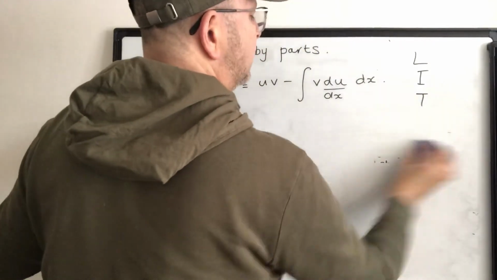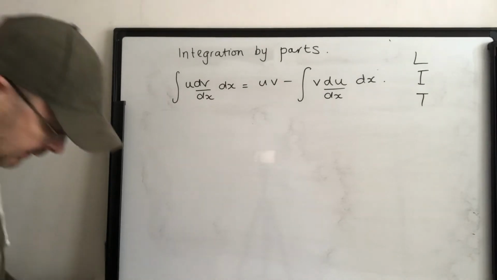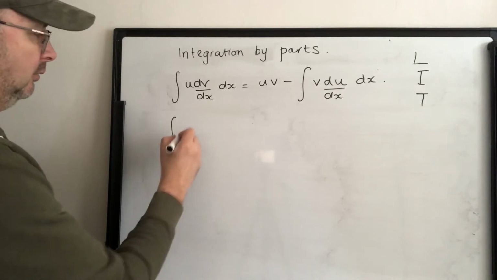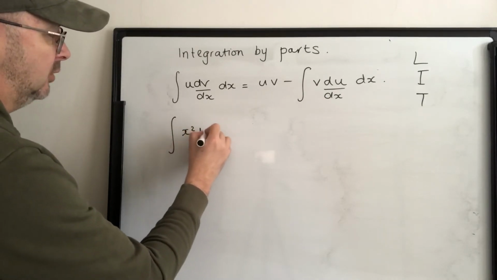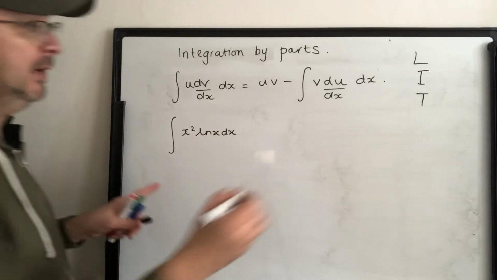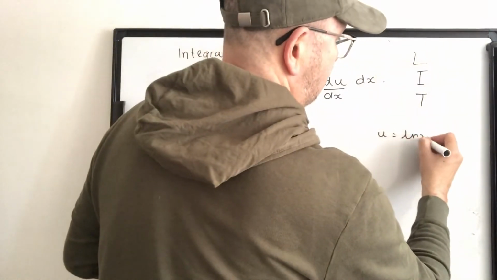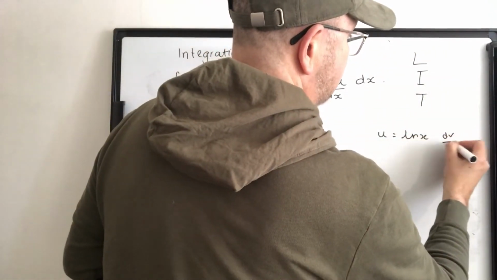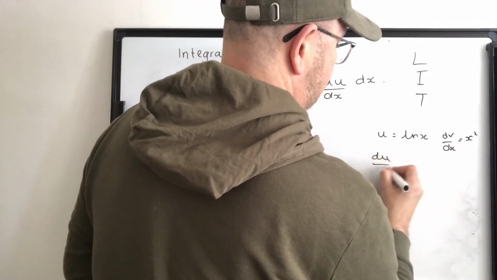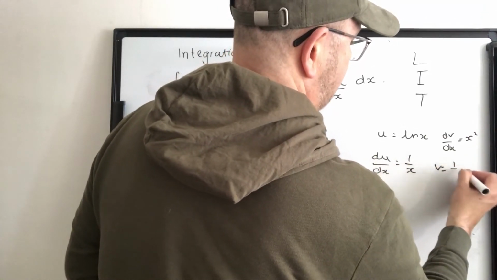Now we're going to do natural log of x's. So, we have got integral of, let's say it's an x squared natural log of x. So this is the exception. We must take u not as our x squared, but u is the natural log of x. And dv dx as x squared. du dx is 1 over x. And v is a third x cubed.